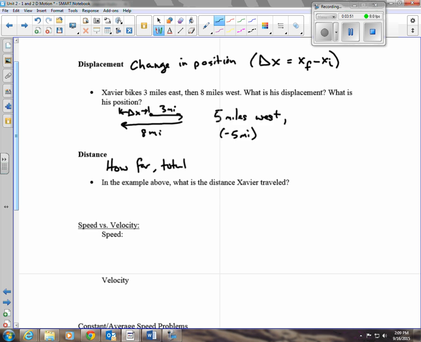Our distance is just how far total. Okay, it's a scalar. There is no direction involved. So what is the distance they traveled? He went 3 miles east and 8 miles west. He just went 3 miles and 8 miles for a total of 11 miles.